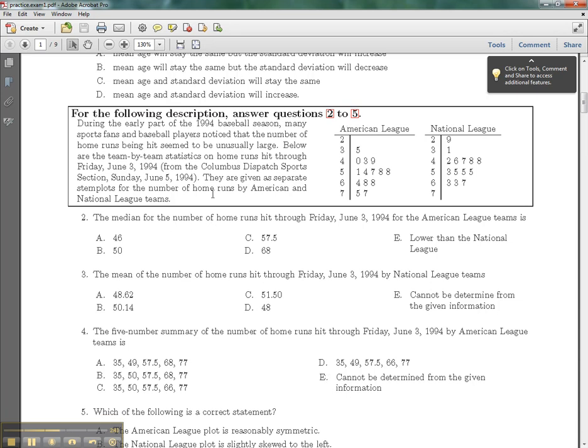We have to read all of this first. It says during the early part of the 19... Just so you know, before I continue, always read everything when you're doing the exam. If you don't read all the information, then there's a high probability that you're going to get the question wrong. It might seem like a lot of reading, but you're in college now, so you should be pretty proficient at reading, so read everything.